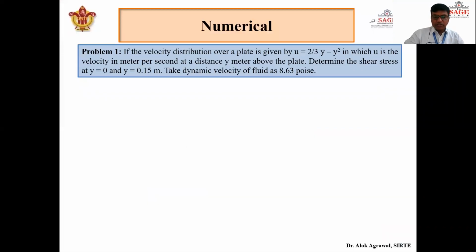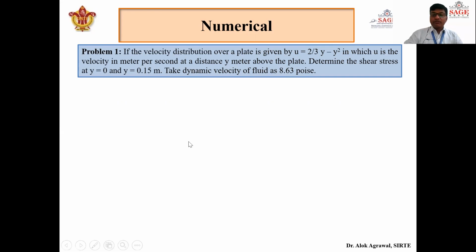So let us start with our first numerical. See what is given. It is given that the velocity distribution over a plate is given by u is equal to 2/3 y minus y square. Here the velocity distribution is dependent on y, that is the distance from the fixed plate, in which u is the velocity in meter per second, at a distance y meter above the plate. So y is the distance over the fixed plate.